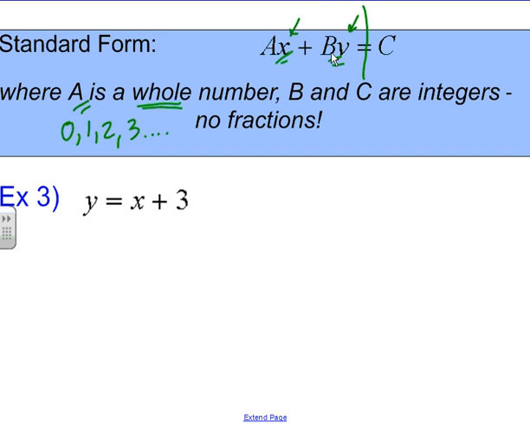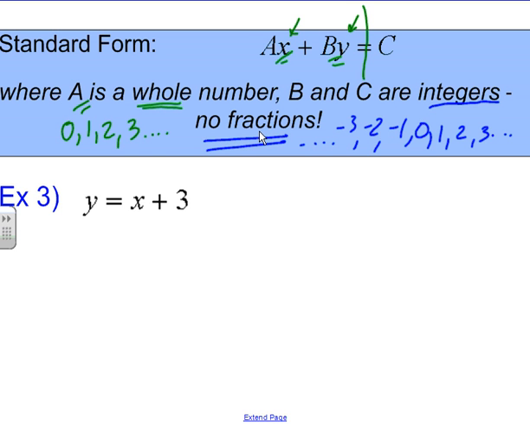Now B and C, on the other hand, they're integers. Again, thinking back to our chapter 1 vocabulary, an integer not only is 0, 1, 2, 3, etc., but it's also -1, -2, -3, etc., going that way. There's no fractions and there's no decimals. So if we get the fractions or the decimals, we have to remember what we learned about clearing in chapter 2. We want to get rid of the fraction or get rid of the decimal. We're not allowed to have that.